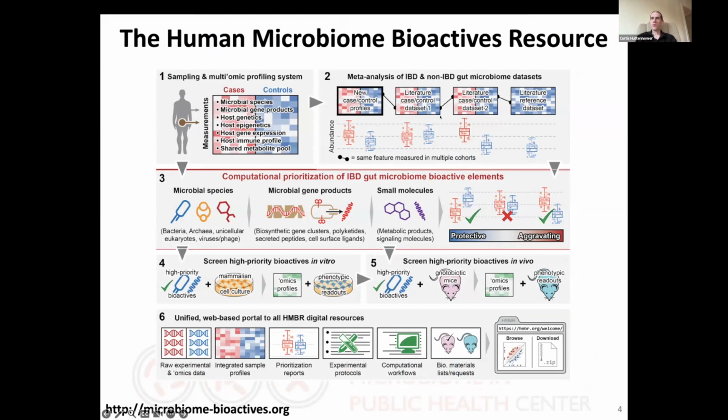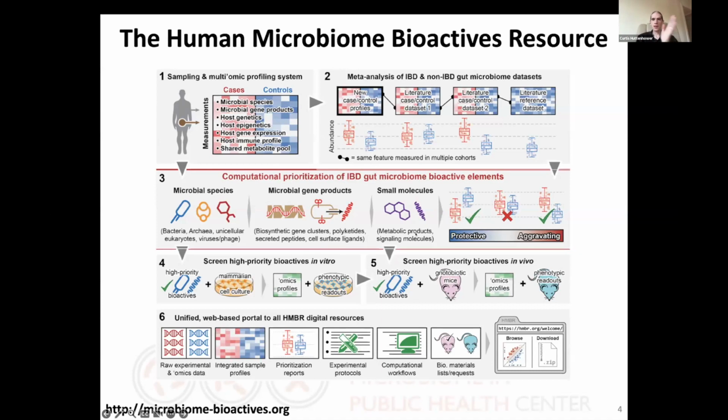We provide both pre-baked data resources with a specific focus on inflammatory bowel diseases and meta-analysis methods that allow combinations of data sets to be generated for other phenotypes. I'll speak today mainly about some of the computational methods that help to identify and prioritize different types of bioactive elements in the gut microbiome.